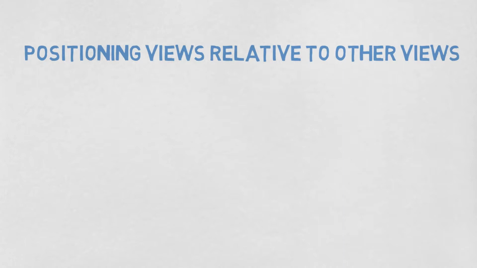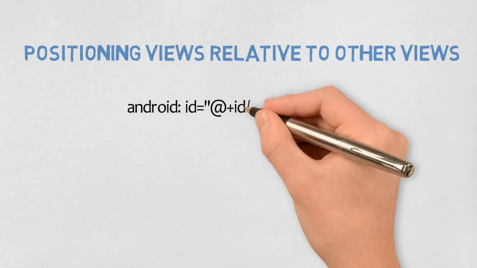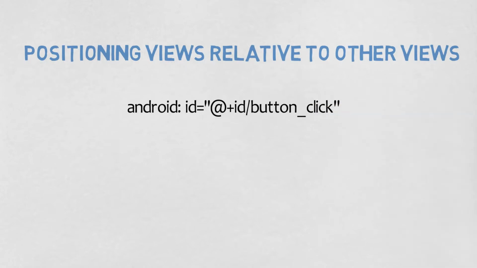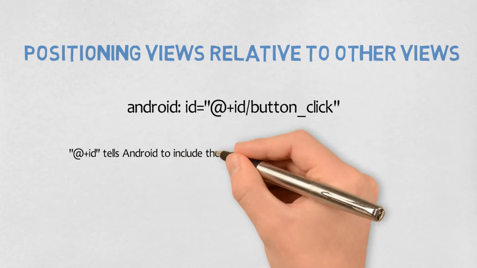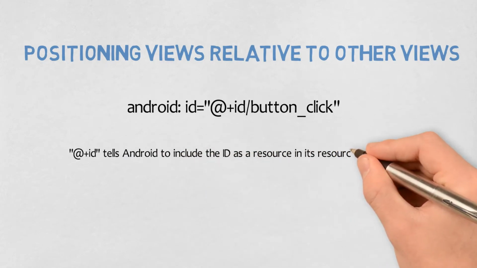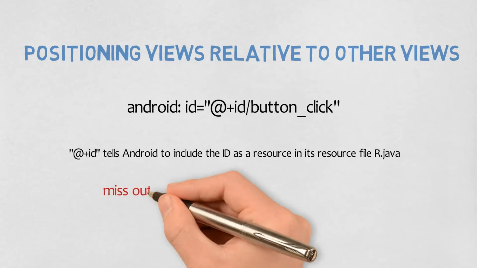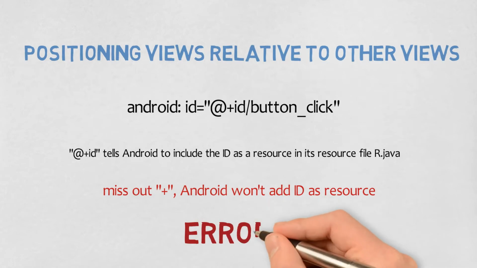In addition, to position a view relative to another view, the view you are using as an anchor must be given an ID using the android:id attribute. android:id equals @+id/button_click. The syntax @+id tells Android to include the ID as a resource in its resource file, R.java. If you miss out the plus, Android won't add the ID as a resource and you will get errors in your code.